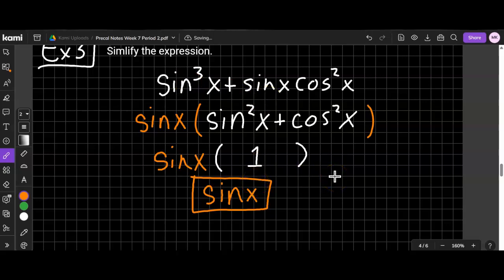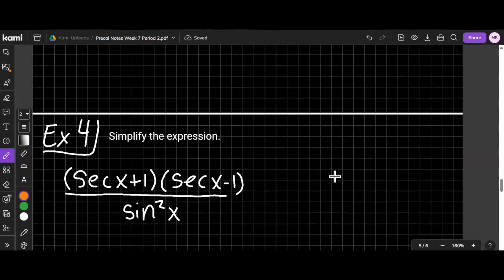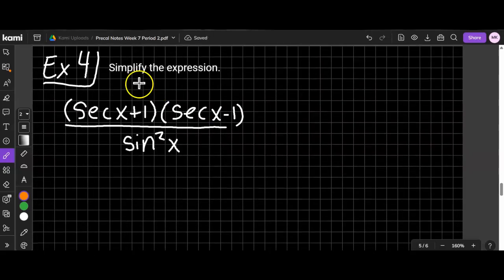Now, last example. This one's really exciting. We're going to simplify the expression, and sorry, this isn't the last example. There's one more after this, but this is a really fun one. We have the secant of x plus 1, the secant of x minus 1, all divided by sine squared of x. So, where do we start?